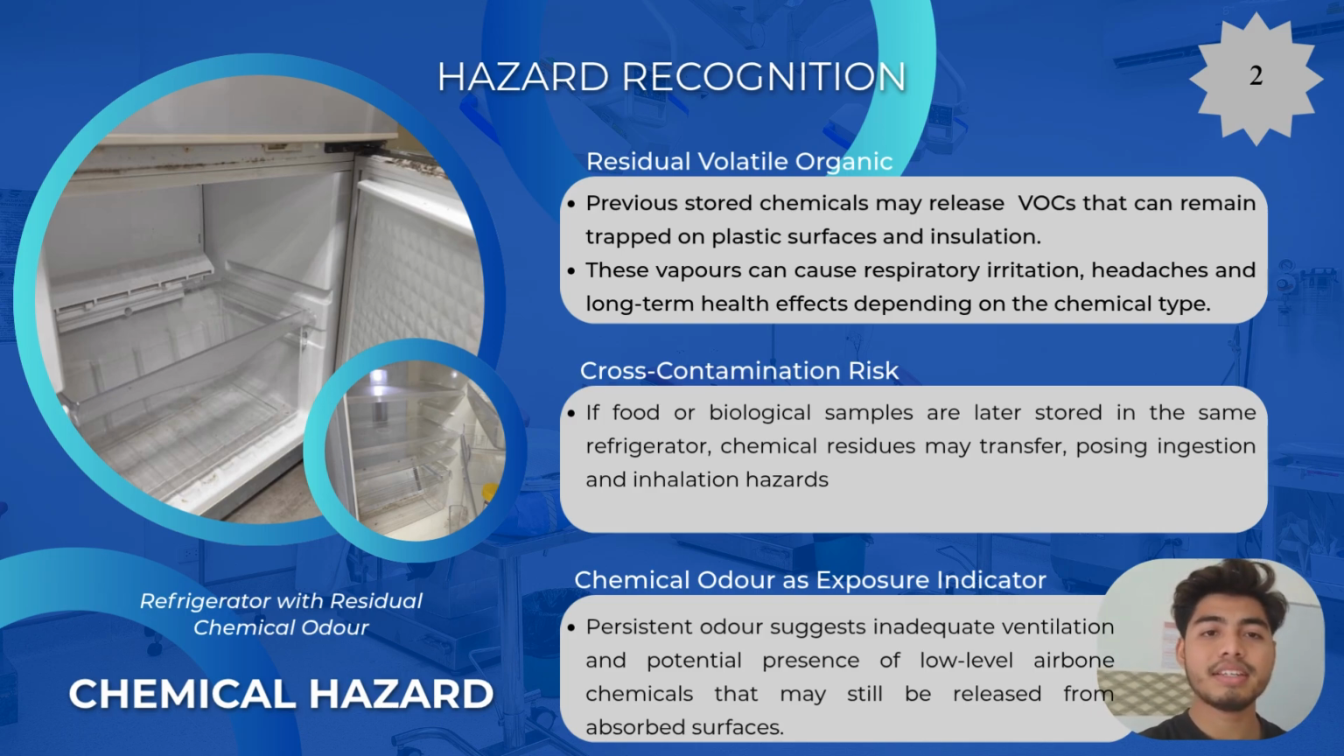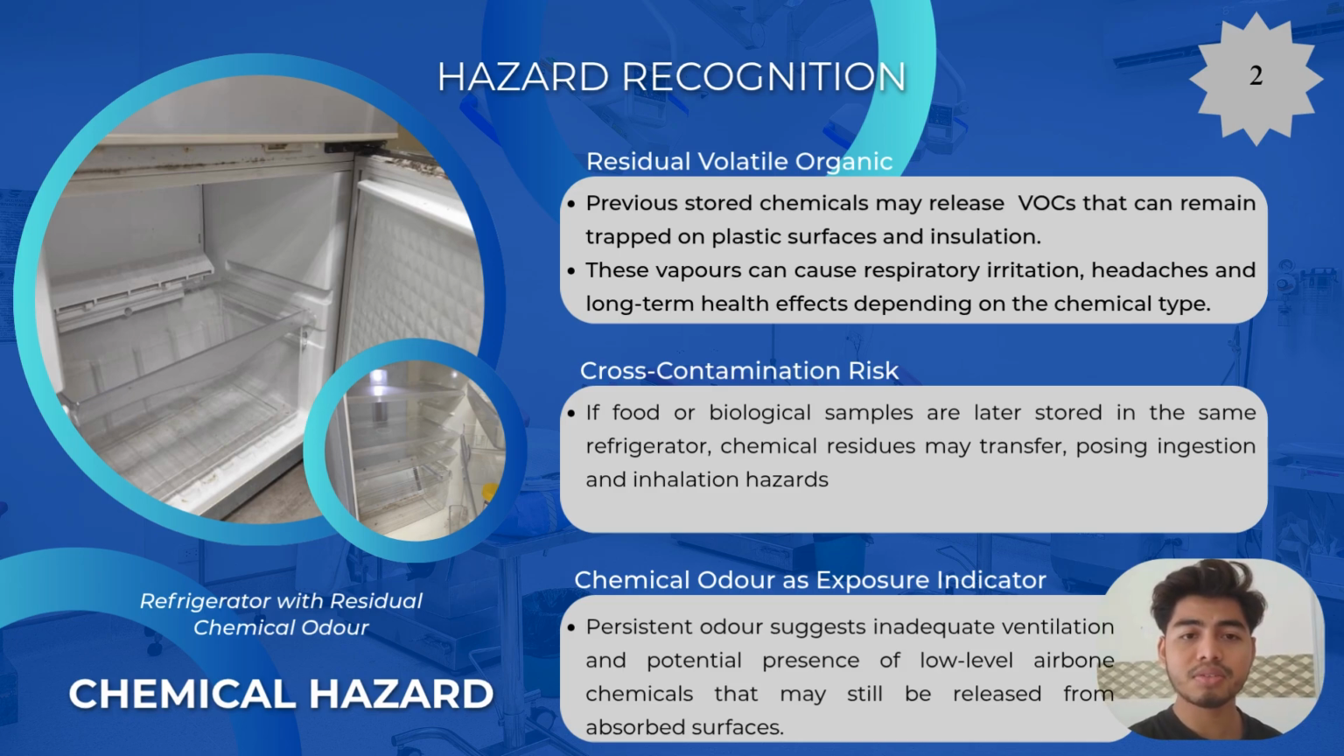Here, I will present the hazard recognition, risk assessment and control measures for the refrigerator that was previously used to store chemical substances. Although the refrigerator looks empty, it still has a strong chemical odor, which indicates the presence of volatile compounds and possible surface contamination. Firstly, the main hazard comes from residual volatile organic compounds, or VOCs. These chemicals can remain trapped in the plastic surfaces and insulation, and they continue to release vapors that may cause respiratory irritation, headache, or other long-term health effects.